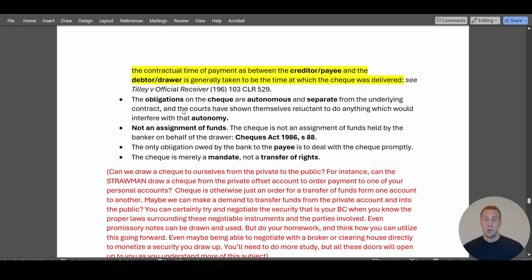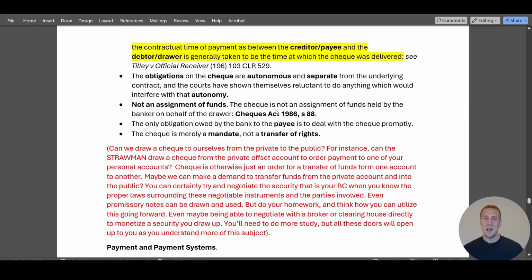So obligations on the check are autonomous and separate from the underlying contract, and the courts have shown themselves reluctant to do anything which would interfere with that autonomy. Not an assignment of funds. Okay, the check is not an assignment of funds held by the bank on behalf of the drawer. And the only obligation owed by the bank to the payee is to deal with the check promptly. Okay, as agent, the check is merely a mandate, not a transfer of rights.